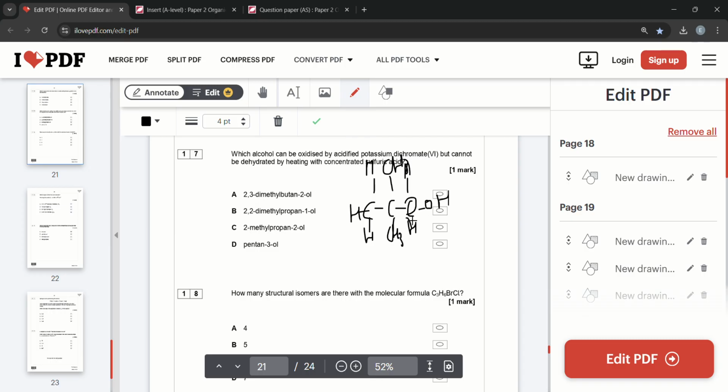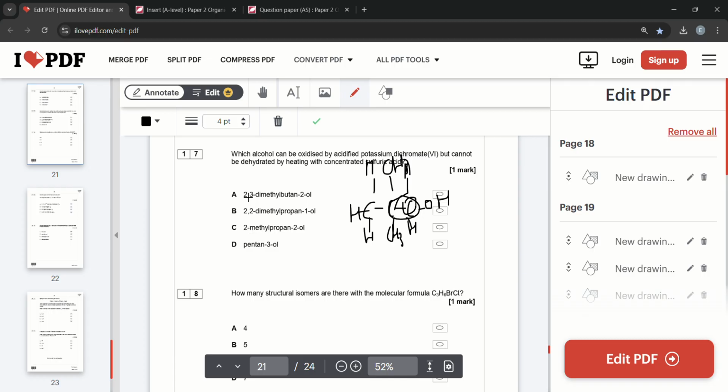If you look here, this carbon attached to this OH, what kind of carbon is this? This is a primary alcohol. So it's a primary alcohol, so it can be oxidized. However, it cannot be dehydrated by heating with concentrated sulfuric acid because it's only a primary alcohol.